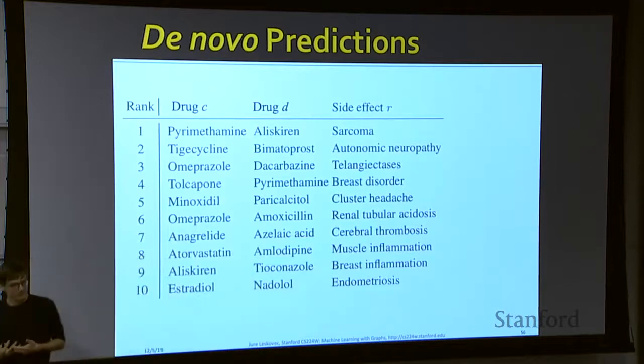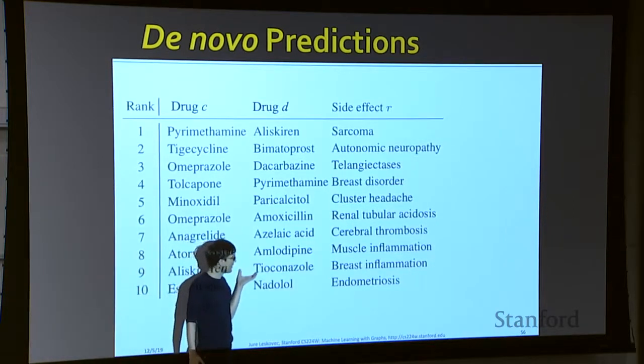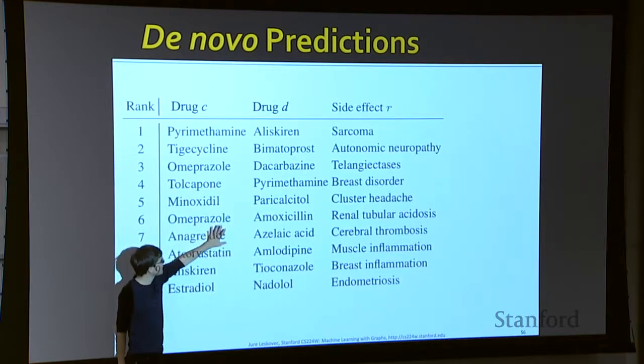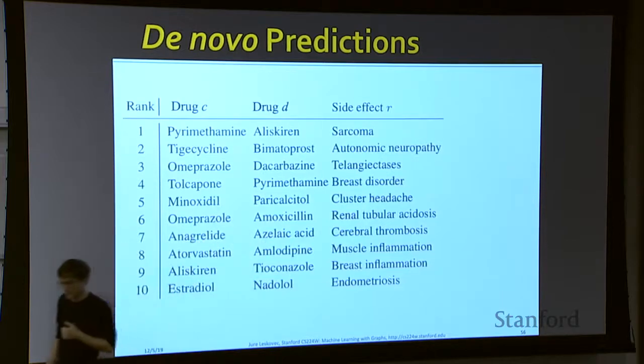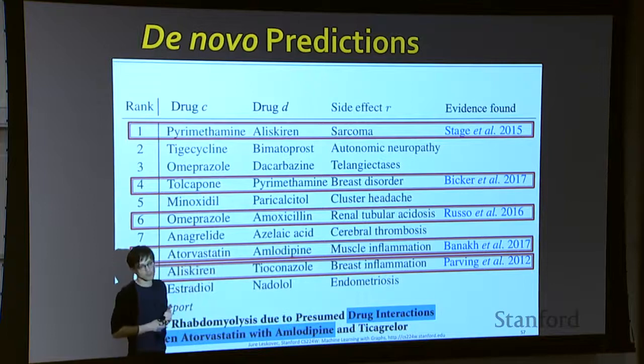So these are completely novel predictions that nobody knows whether they are true because they are not part of the data set. So what we did here is actually we went to clinical notes and said, has any research been published that could indicate that these predictions are true? And if we did this, we were able to verify 5 out of these 10.